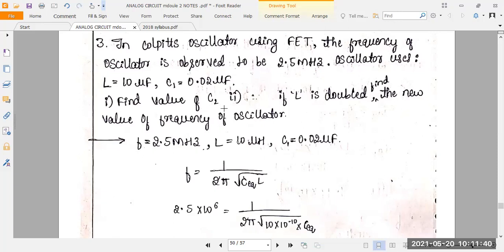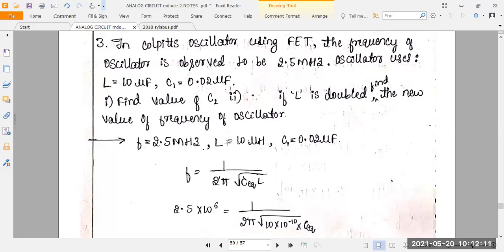First question is to find C2. Second question, if L is doubled, find the new value of frequency of oscillator. So this is very important here. The question is what here? In the Colpitts oscillator, output frequency is 2.5 megahertz. The given L value is 10 microhenry. C1 is 0.02 microfarad. C2 we don't know, that you have to find out. That is the first question. Second question is, suppose the L value is doubled, what is the output frequency?